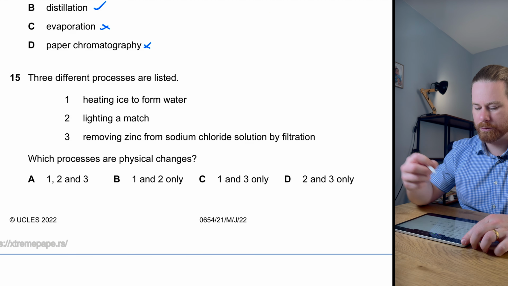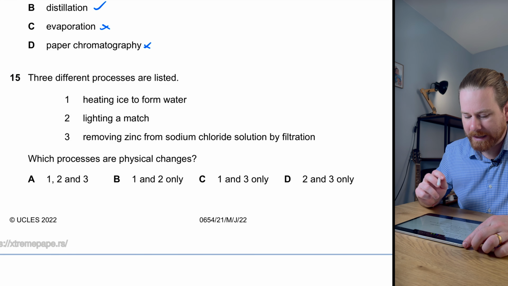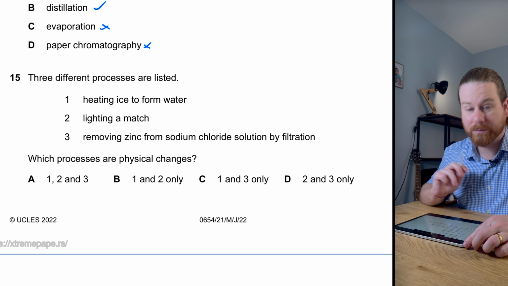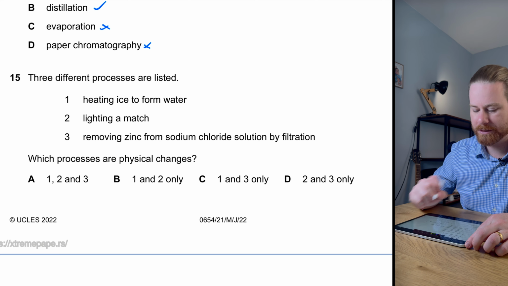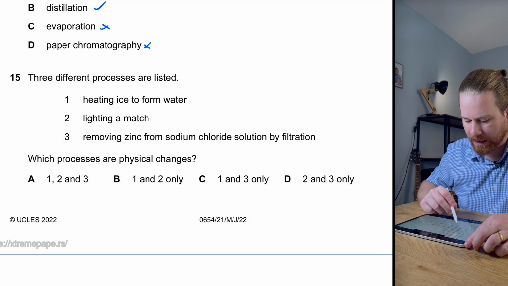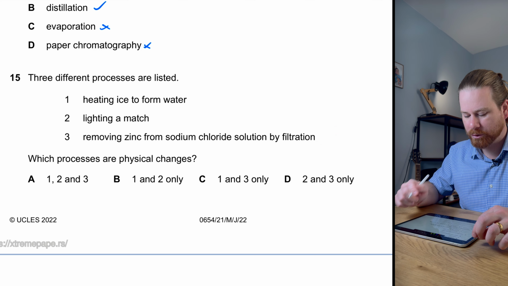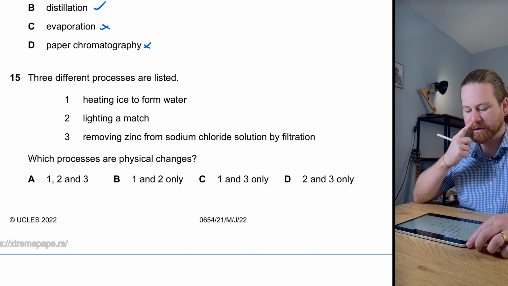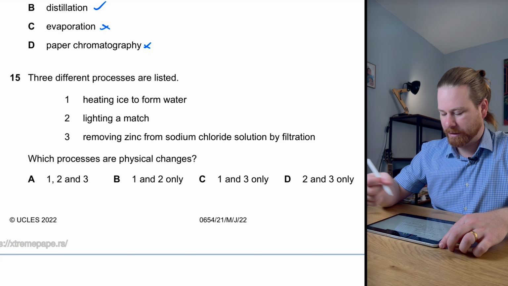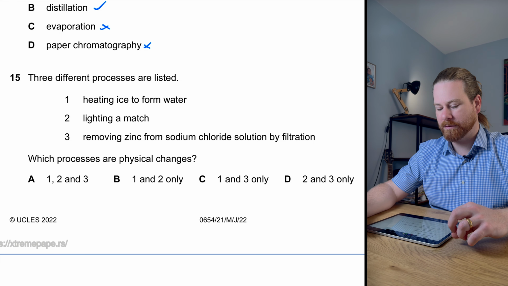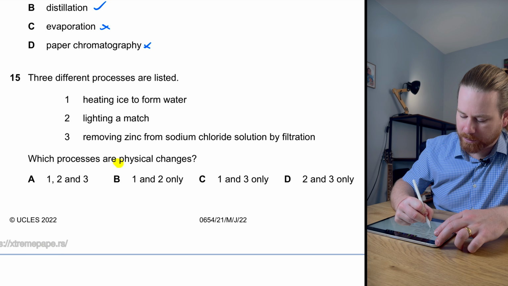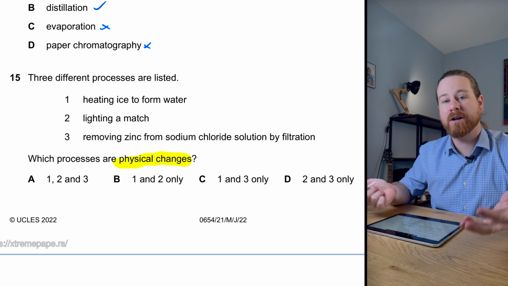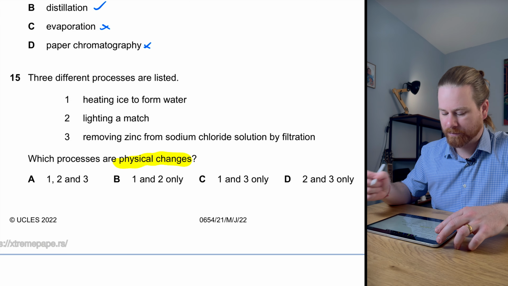Okay, so on to question 15. We've got three different processes. So three different processes are listed. We have heating ice to form water, lighting a match, and removing zinc from a zinc chloride solution by filtration. And well, I've got a question here. So what are physical changes? So before we even look at the answers, because it's always going to be like a combination of all of them, let's just have a think about what is a physical process. So a physical change is where we're getting no new chemicals being formed.